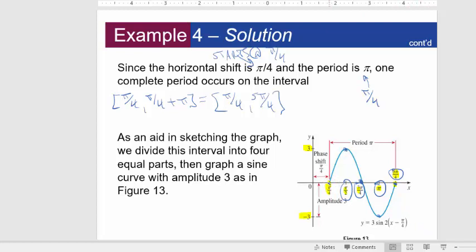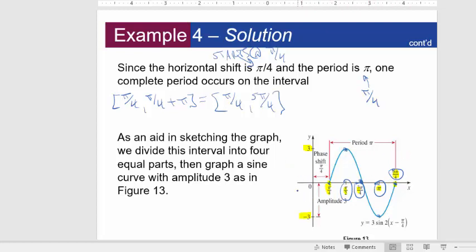What I normally do here is think of pi over 4 as being like the new y-axis. Instead of having it at 0, I think of it as the new y-axis, and I just draw a period there. And I wouldn't even worry about trying to graph more to the right and to the left of this.